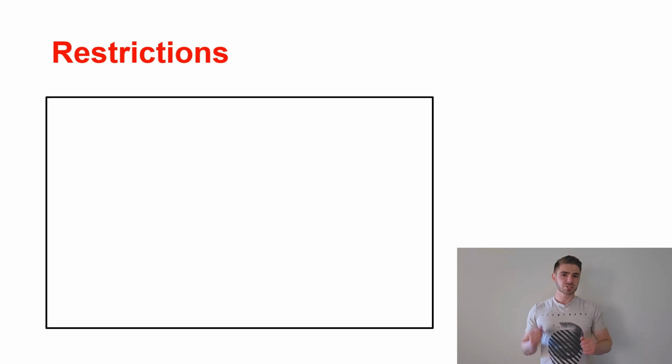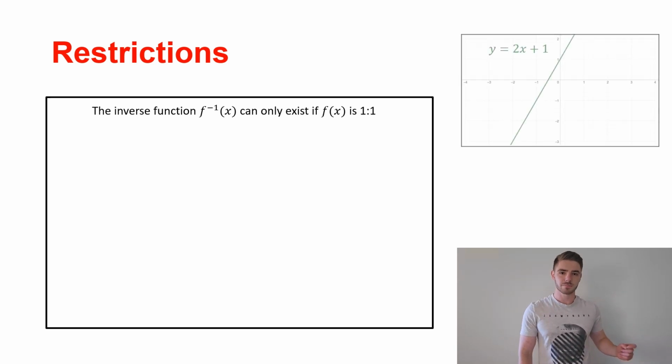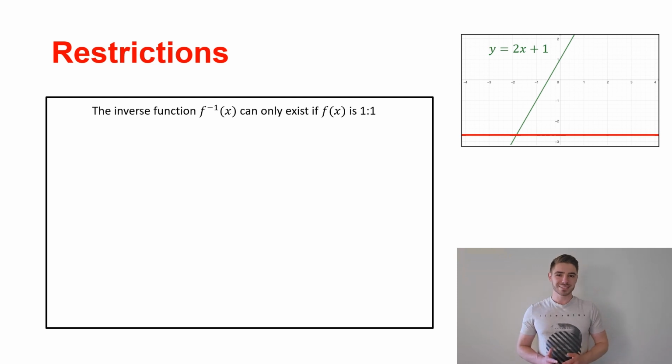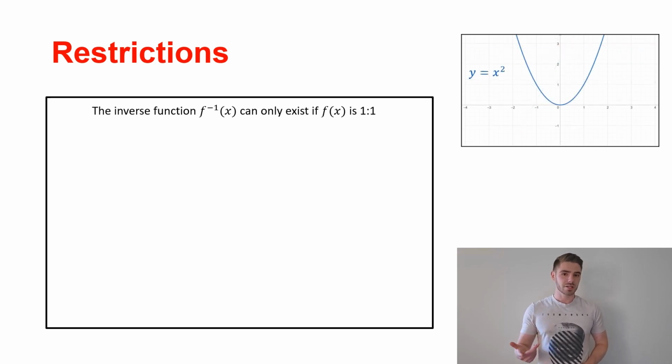This kind of transformation comes with a restriction. f of x can only have an inverse function if f of x is considered a one-to-one function. A function is considered one-to-one if it passes the horizontal line test. If you can draw a horizontal line anywhere on the graph and only intersect with that function once, then that function is considered one-to-one. For example, let's consider the quadratic function.